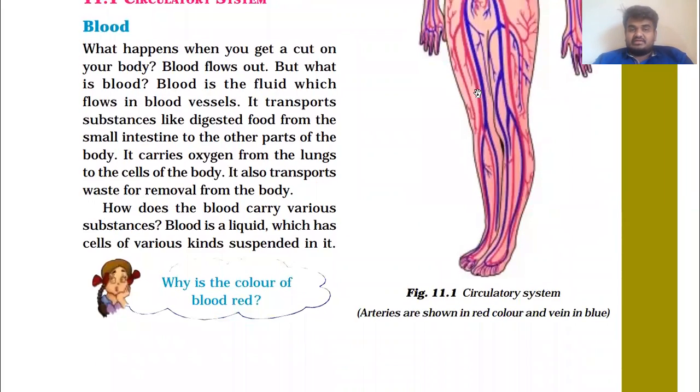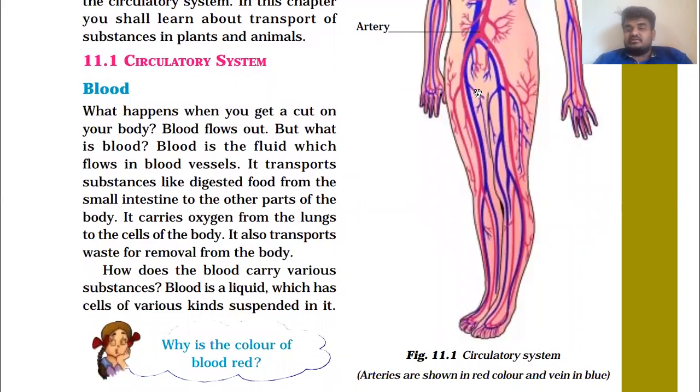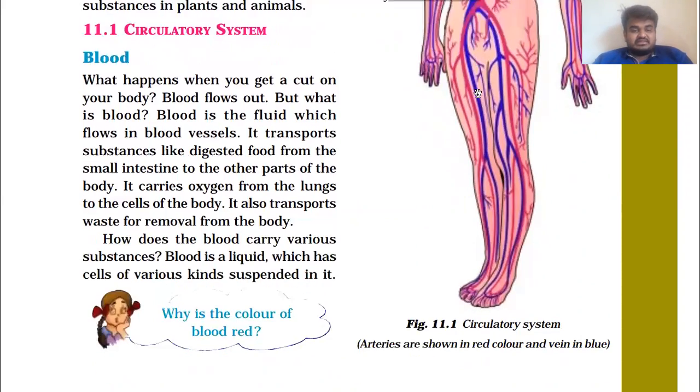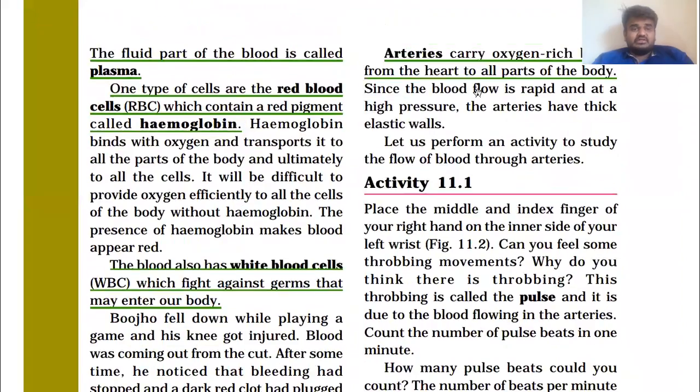So what is it, and what are the particles included in the blood? Let's see. First of all, the fluid part of the blood is called plasma. I have already underlined all the important topics and definitions, so you can underline them in your textbook also.